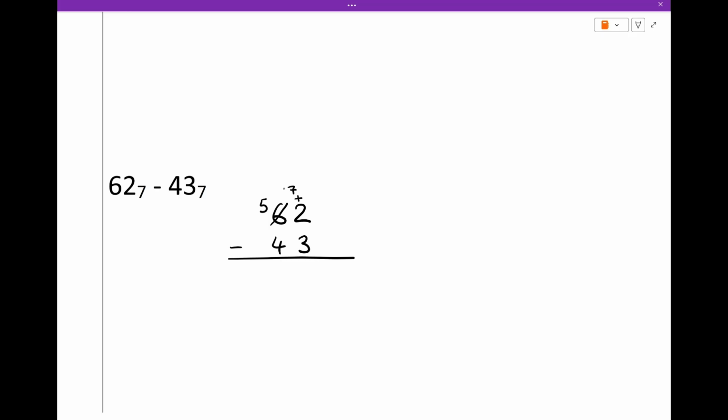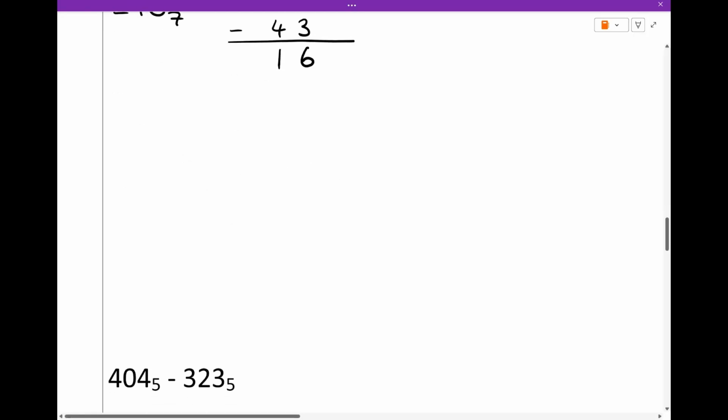So essentially at the top now we have 9 ones, we subtract 3 ones, we get 6 ones. And 6 is a number that is smaller than 7, so it's a valid digit. Now we move into the 7s column: 5 sevens subtract 4 sevens, so we'd have 1 seven. So the final answer would be 16 base 7. Okay, next question.